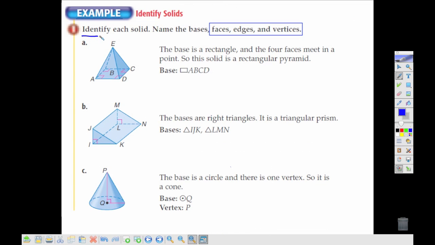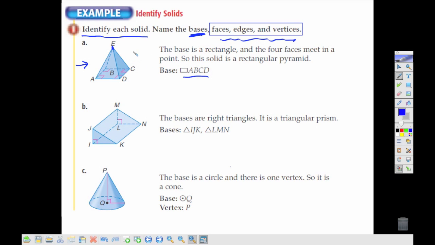Some of the problems the book will have you do, they want you to identify the solids. Really the most important thing to recognize is the difference between a prism or a pyramid. This one, all of the lateral faces are triangles. We're coming up to a point, so we're dealing with a pyramid. We also have a square for our base, so we can say it's a square pyramid. The other important thing is that we're identifying the base, and the base of this is a square ABCD. The other things I'm not as concerned about on these.